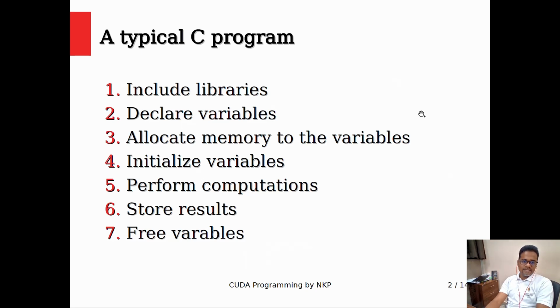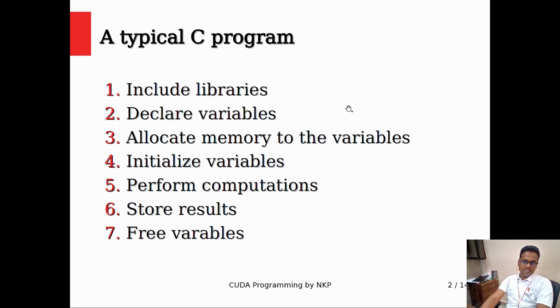Once data reading or initialization is over, we perform some operations on the data. For that we can launch multiple functions to perform those computations. Once computations are over, we store the results into other variables. And finally, we free the memory from the CPU's main memory. If you allocate memory using the malloc function of C, then using the free function we free that memory from the RAM. So these are the steps which we typically follow when we write any C program.